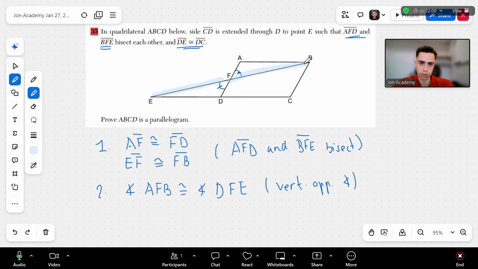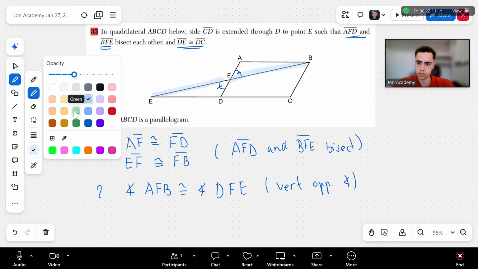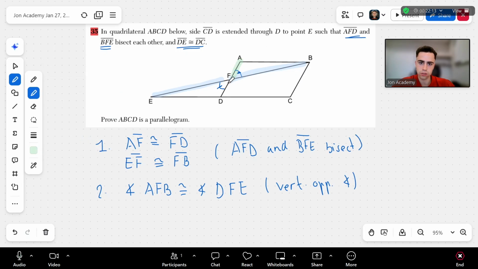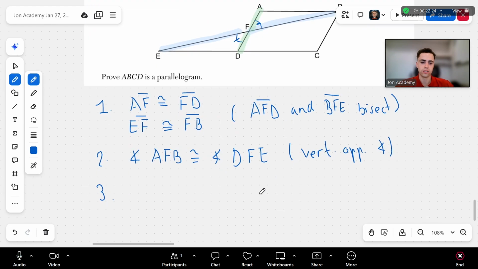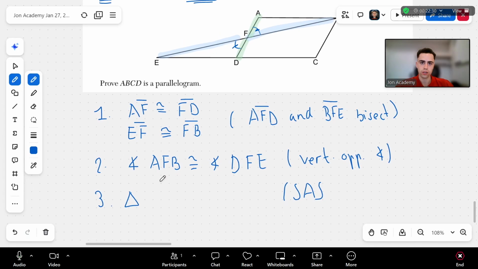We can do it with colors maybe. It's a bit easier for this one maybe. So what we could see is that we have two sides that are congruent and the angle in between. So this is something familiar for us, no? This is gonna be the SAS criteria to show triangles.